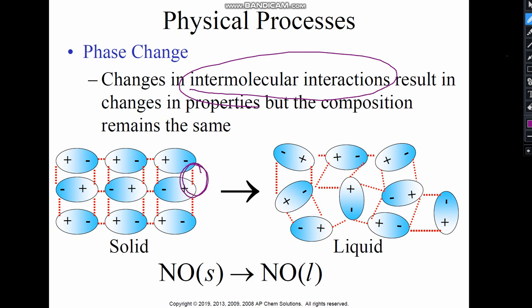In this example, going from solid nitrogen monoxide to liquid nitrogen monoxide, you're seeing a change, or a weakening, in this intermolecular force. And when this intermolecular force weakens, the distance between each molecule lengthens, and that is why it becomes liquid. What's really interesting also is the composition of this molecule does not change at all. You still have nitrogen monoxide, and you have it in the same proportion in both the beginning and the end.